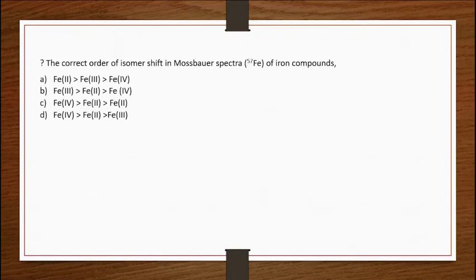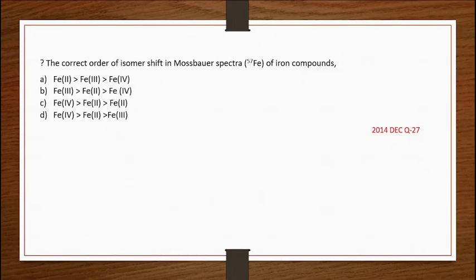And the next question is, the correct order of isomeric shift in Mossbauer spectra of iron compounds. This is a December 2014 question. So Fe2, Fe3 and Fe4 systems are given. Fe2 has d6 electrons, Fe3 has d5 electrons and Fe4 has d4 electrons. So the number of d electrons decreases upon increase in the oxidation state.